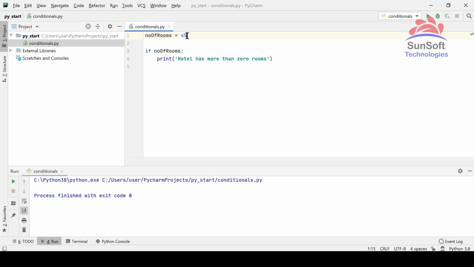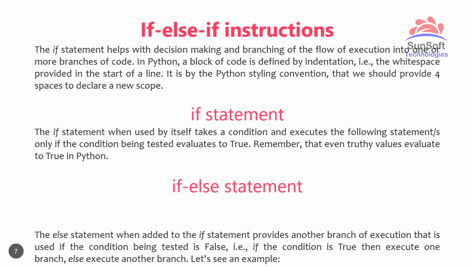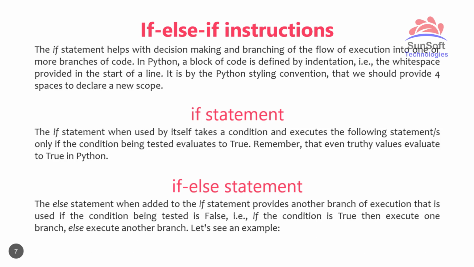Alright, so this is a simple if statement. Let's go back to our slides and see what other statements we have and how we can use them. Now let's see, we have the if else statement. So what does this statement do? Now the else statement, when added to the if statement, provides another branch of execution that is used if the condition being tested is false. That is, if the condition is true, then execute one block, else execute another block. Let's see an example of this as well.